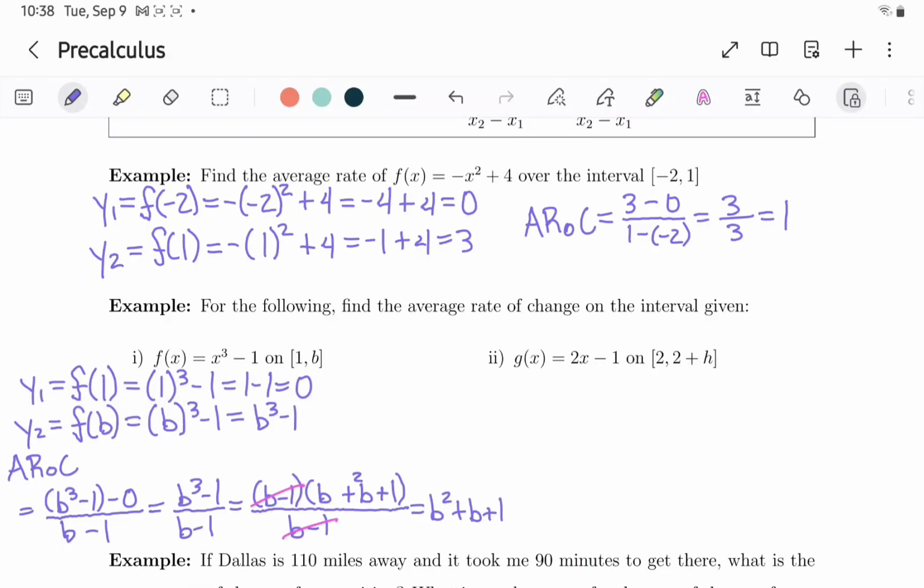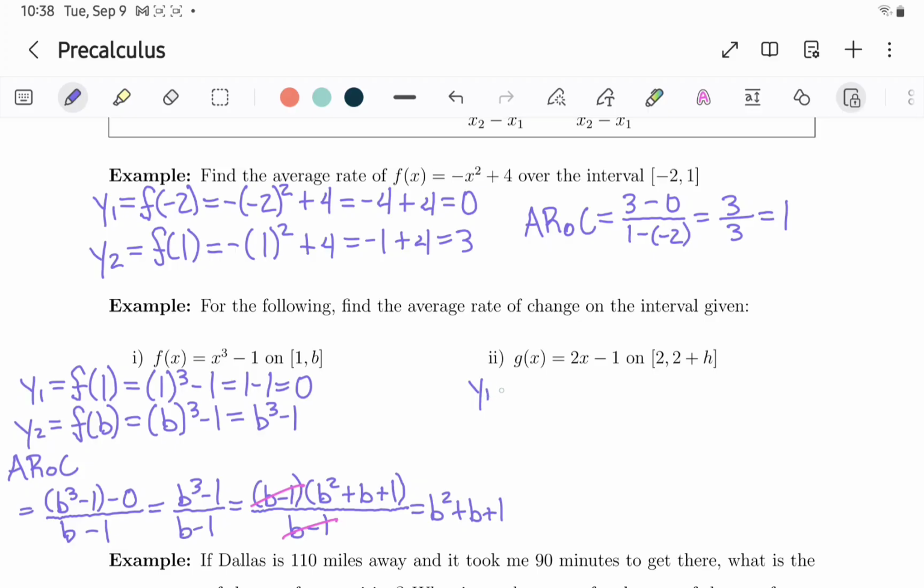All right. Now for example 2. In example 2, we are trying to find the average rate of change of g of x, which is equal to 2x minus 1, on the interval from 2 to 2 plus h. So here our x sub 1 is going to be 2, and our x sub 2 is going to be 2 plus h. So let's figure out what our y sub 1 and y sub 2 are supposed to be.